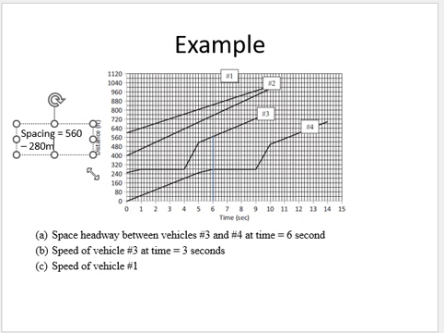Then the speed of vehicle 3 at time 3 seconds. Where is vehicle 3? This is vehicle 3. What is the speed of vehicle 3 at time 3 seconds? 0, because it goes horizontal, right? I think it would be in feet. This is feet, right?